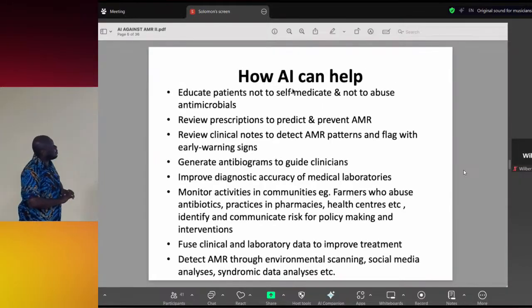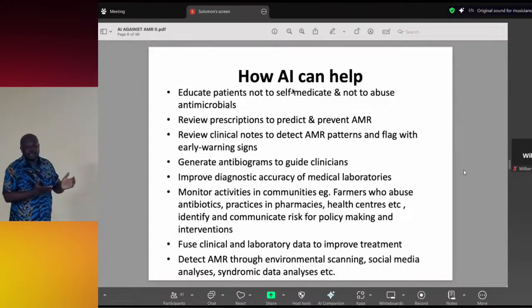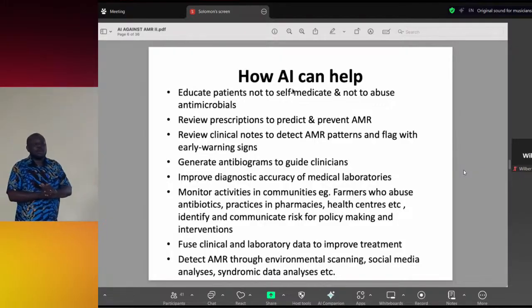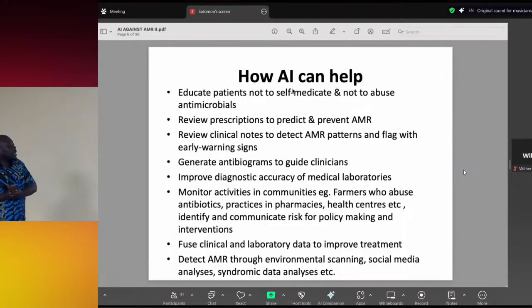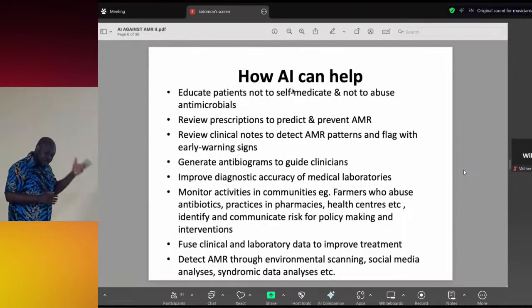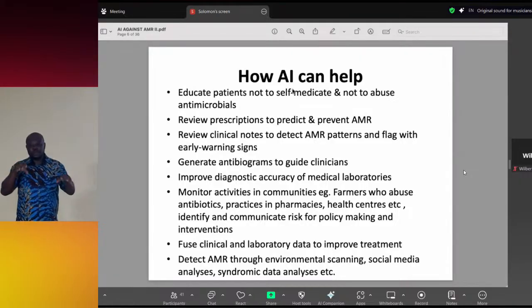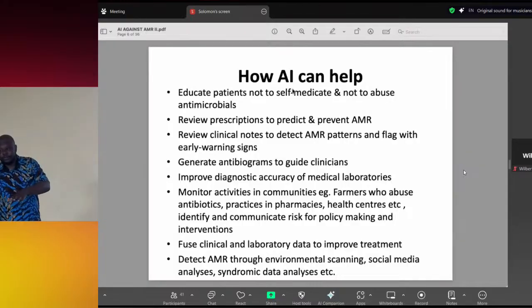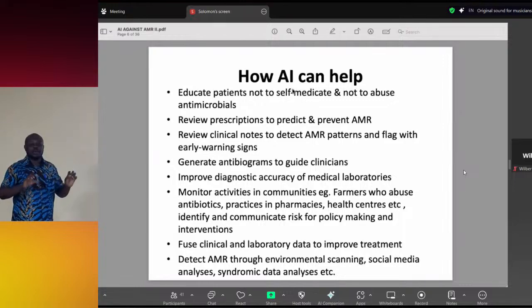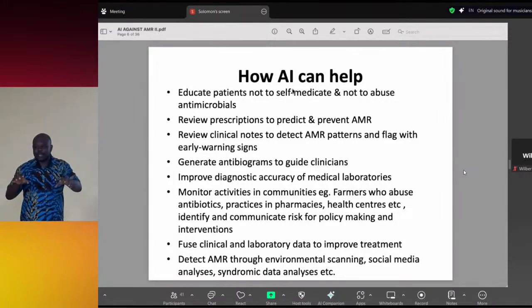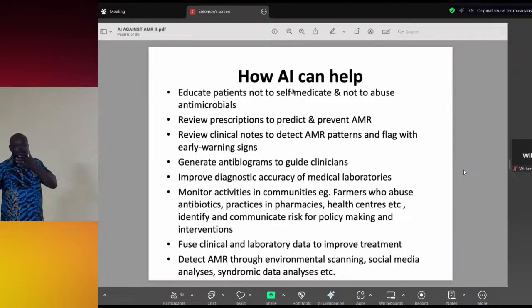Right. So how can AI help? AI can educate patients not to self-medicate. Our chatbots, ChatGPTs can all offer various advice on this. It can review prescriptions, predict and prevent AMRs. Natural language processing tools can detect cues in a statement that points towards resistance. Oh, this patient was treated on amoxiclav, but he died after a week. This patient was treated and there was a relapse after two weeks. Statements like these point towards resistance, and natural language processing applications can help us to detect resistance from patients' information.